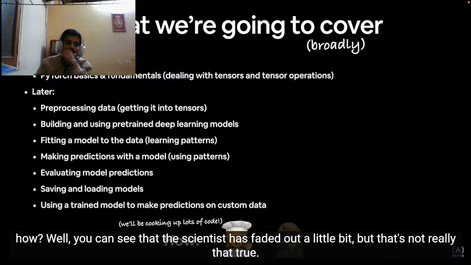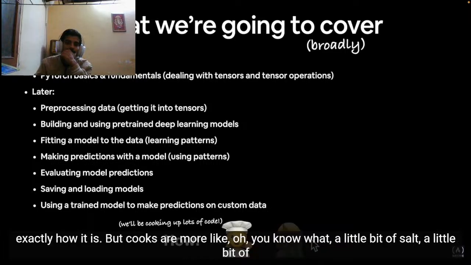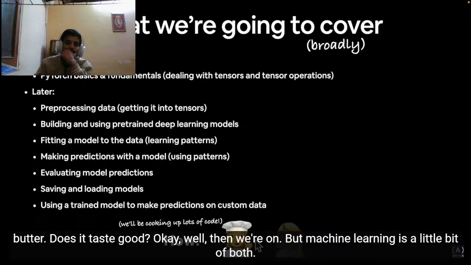And how? Well, you can see that the scientist has faded out a little bit, but that's not really that true. We're going to do it like cooks, not chemists. So chemists are quite precise. Everything has to be exactly how it is. But cooks are more like, oh, you know what? Add a little bit of salt, add a little bit of butter. Does it taste good? Okay, well, then we're on.